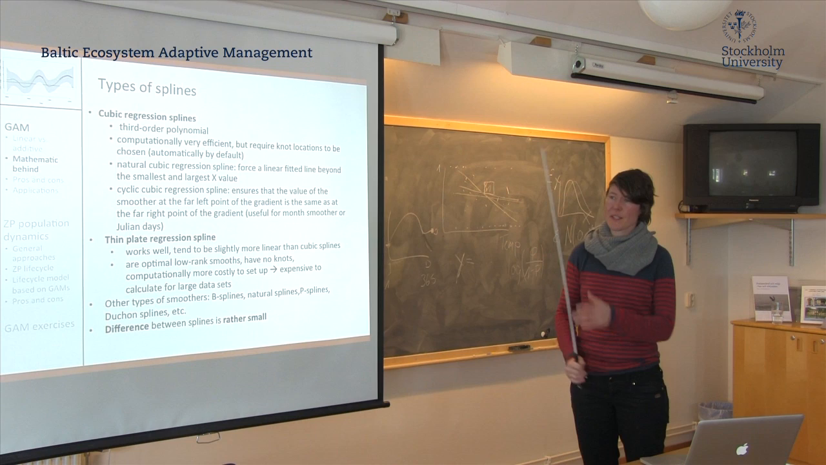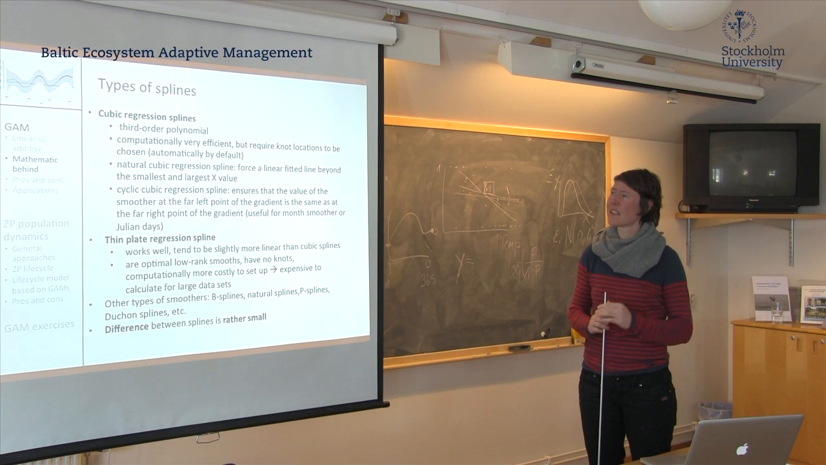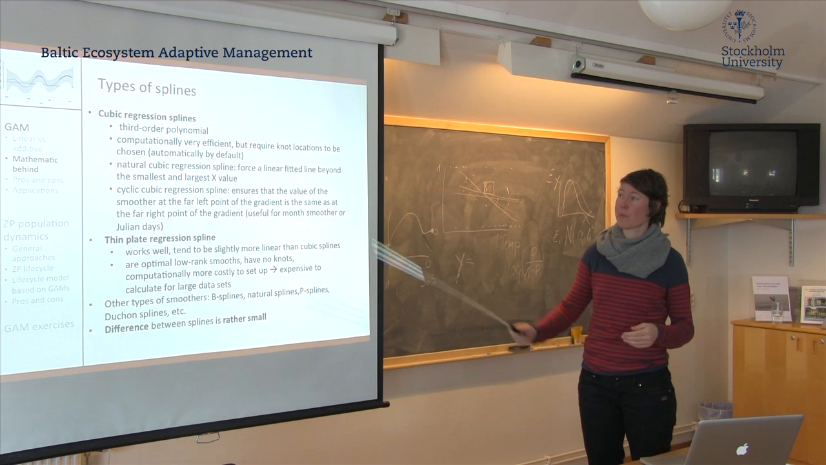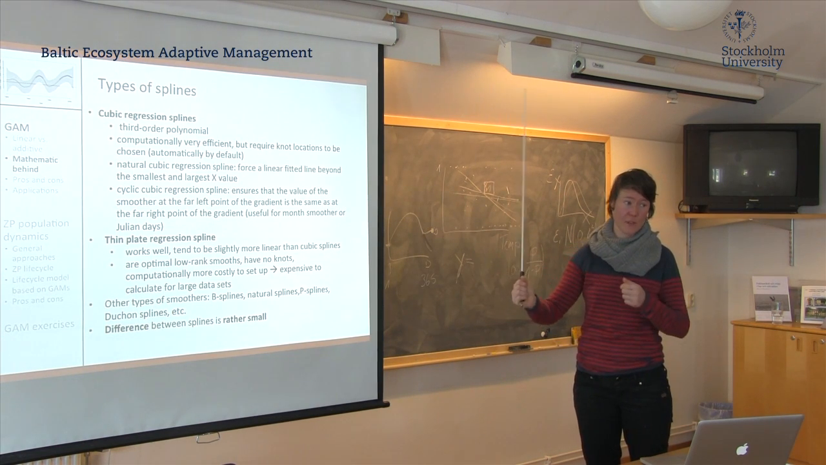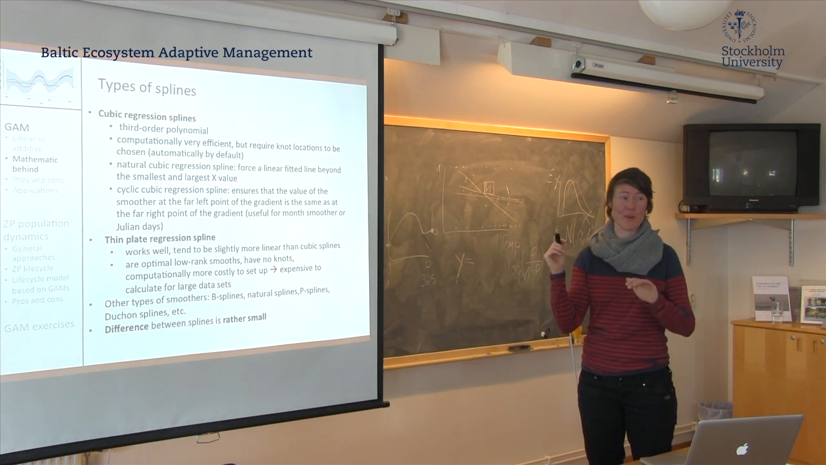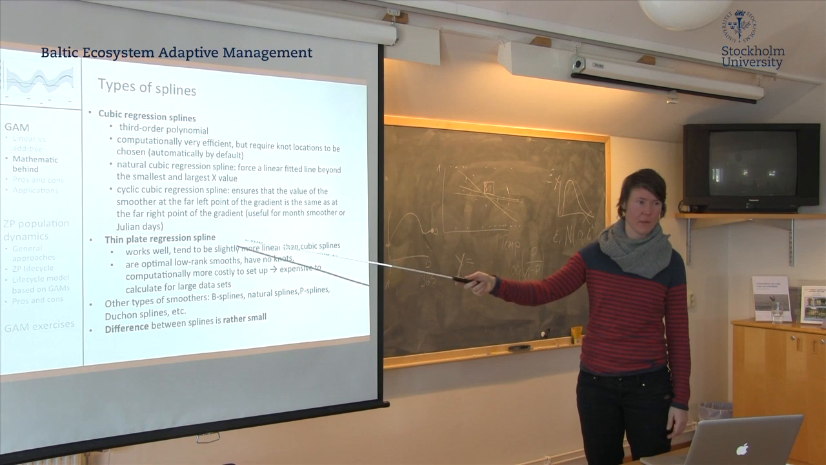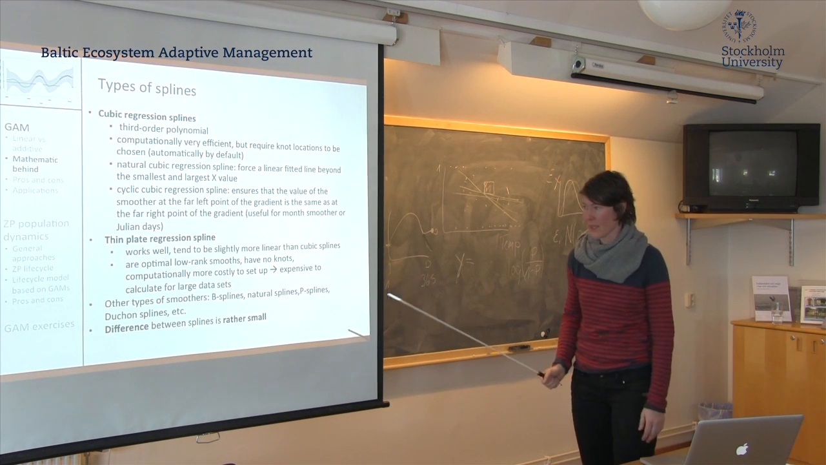The thin plate is the default in R. But in most of the publications, I rather saw that people have applied the cubic regression spline. And I'm not sure, because sometimes I also notice that people just use the default and say that it's a cubic regression spline, but in fact it's a thin plate because this is the default in R.